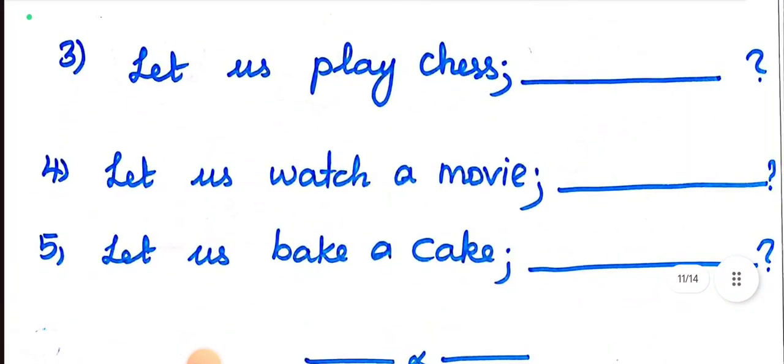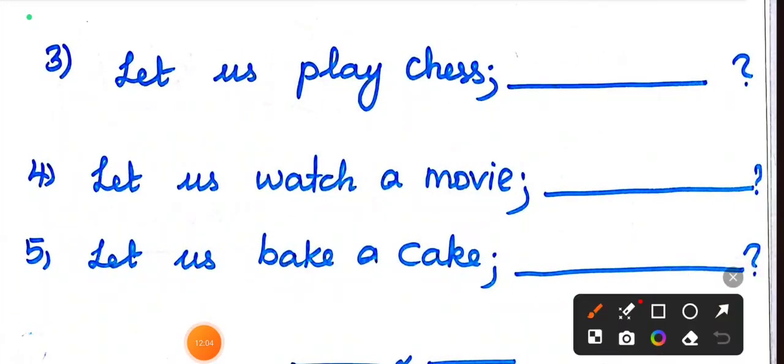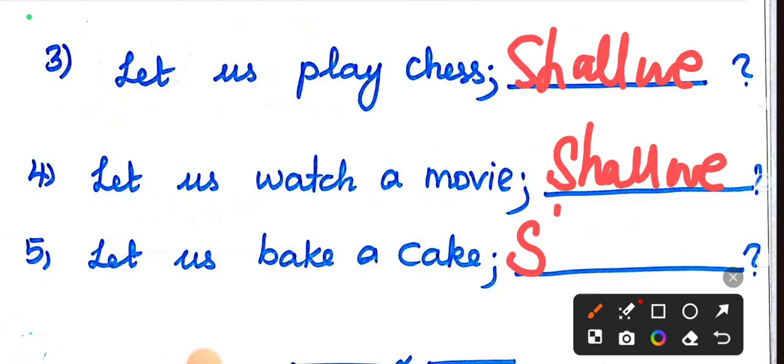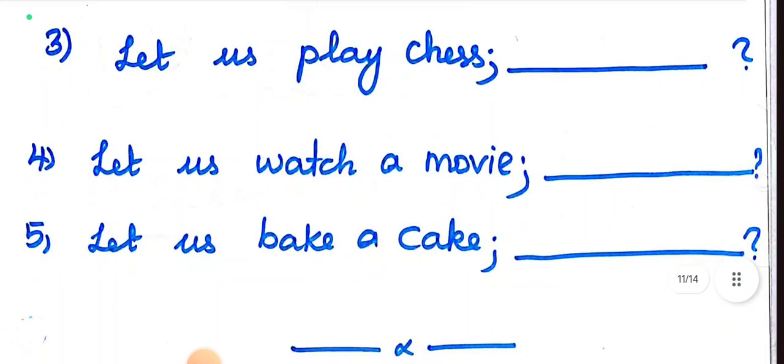Third question, let us play chess. The question tag is shall we. Fourth one, let us watch a movie. Shall we? Let us bake a cake. Shall we? So whenever you find suggestions, do use the question tag shall we.